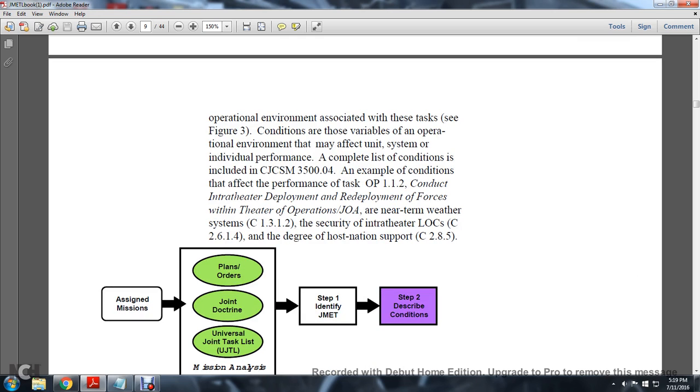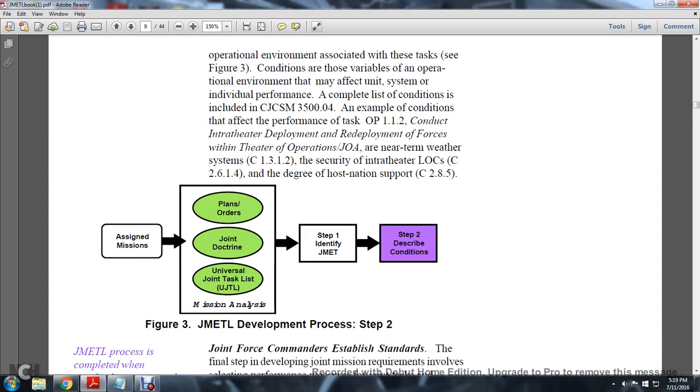As seen in Figure 3, the conditions are variables of the operating environment that may affect the system, including performance. A complete list of conditions is in the Chairman of the Joint Chiefs of Staff Manual 3500.04. Examples of conditions that affect the performance of the task: operational task 1.1.2, conducting intra-theater deployment and redeployment of forces in theater operation, joint operations area, and a near-term weather system. The security is intra-theater, and degrees of host nation support.